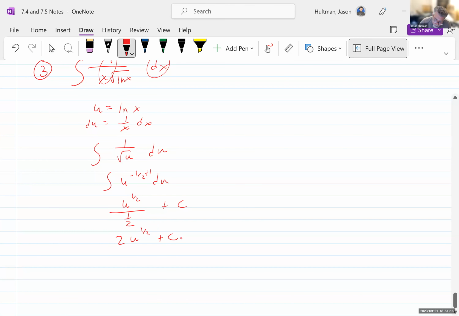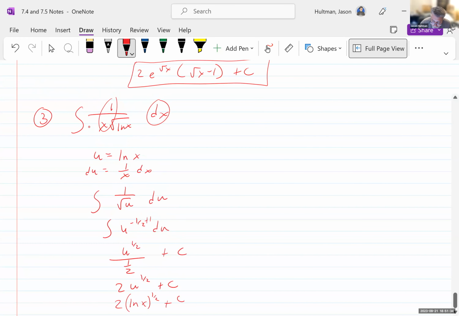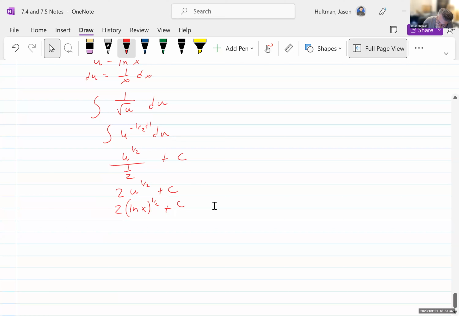But what was u? U was natural log. So this becomes 2 natural log of x to the 1 plus c. I could rewrite that in terms of square root, because again, we leave our toys the way we found them. If the question has a square root of natural log in it, and I have a square root of natural log in my answer, then I leave it the way I found it. We always leave things the way we found them.